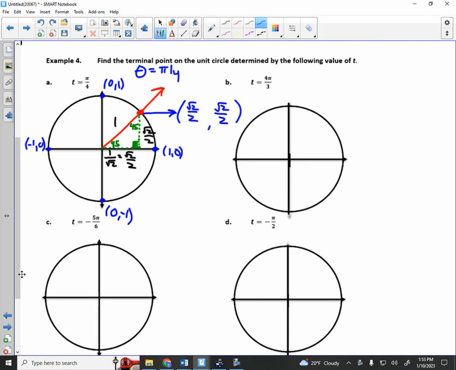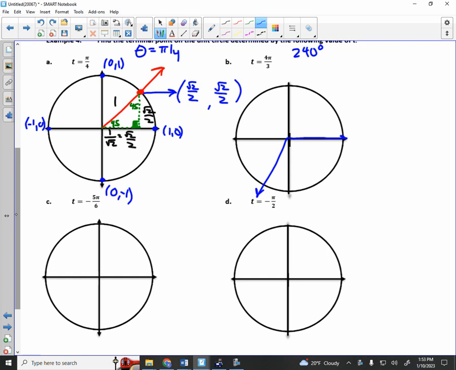4 pi over 3 is how many degrees? 60 times 4, which is 240. 240 degrees is the correct conversion. I'm going to draw that angle, and there it is. We don't have a special triangle for 240 degrees, so we always work with the reference angle. We talked about the reference angle yesterday. The reference angle is always formed against the x-axis or the y-axis. X-axis, so I draw my triangle back to the x-axis.